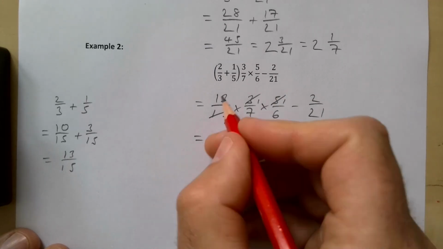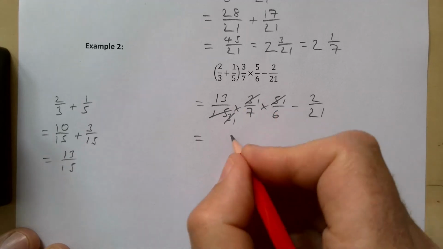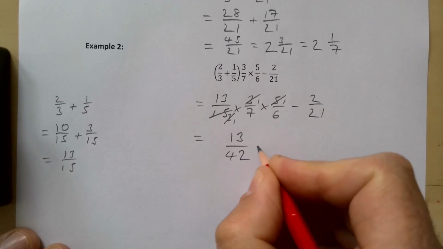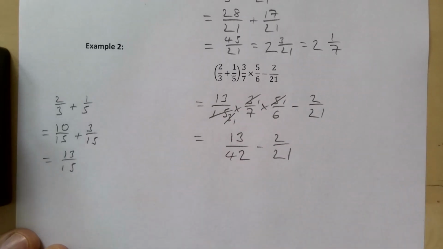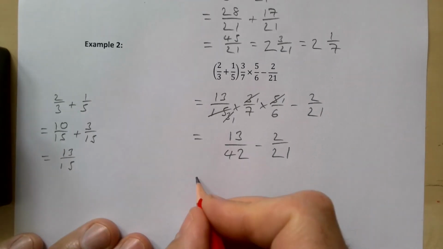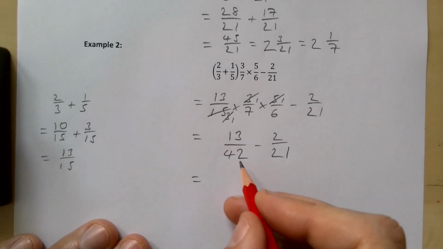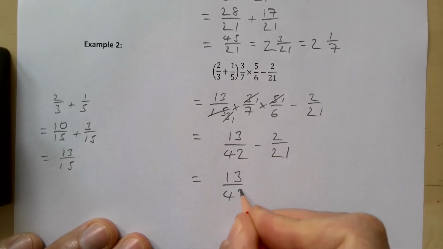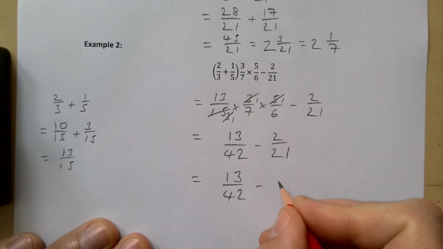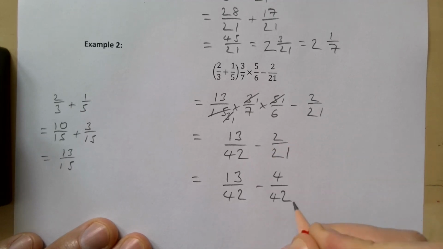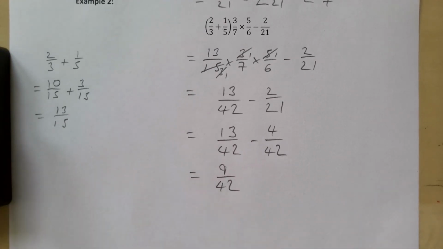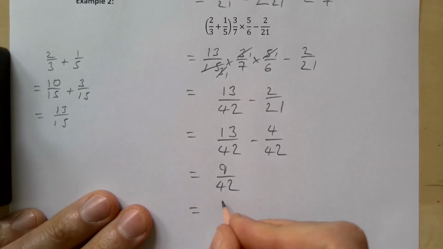So 13 times 1 gives me 13. 1 times 7 times 6 gives me 42, which is good news. And we end up then with that. So we need a common denominator then. The lowest common denominator is going to be 42. It's worked out very nicely for us. So it's 13 over 42, take away, times top and bottom by 2, 4 over 42. I take those away, and I get 9 over 42. And that then gives me 3 over 14.